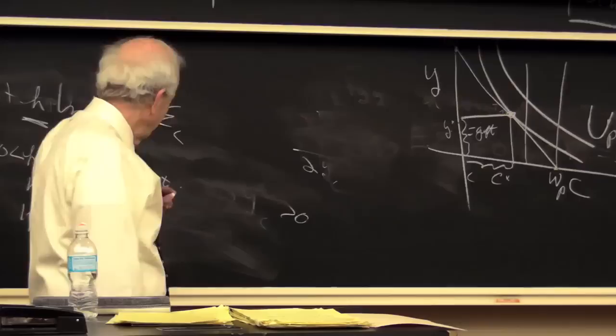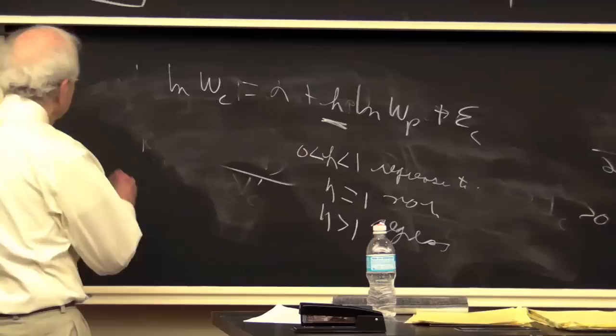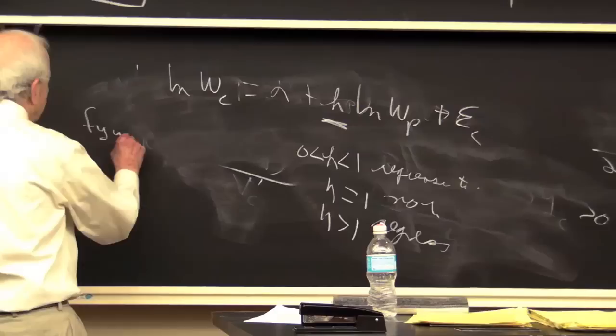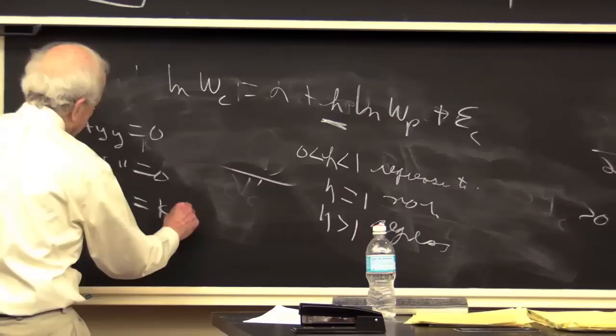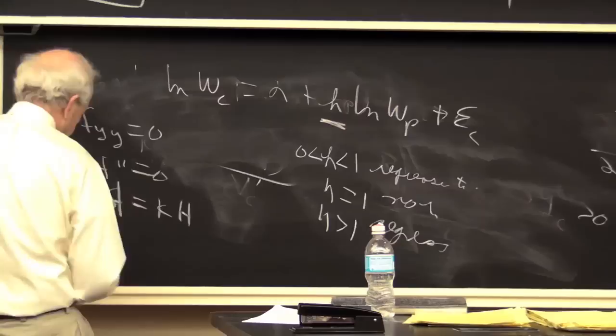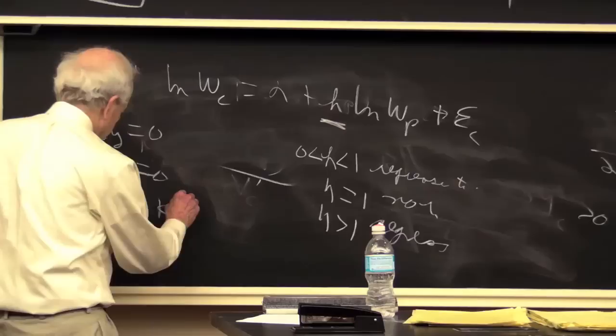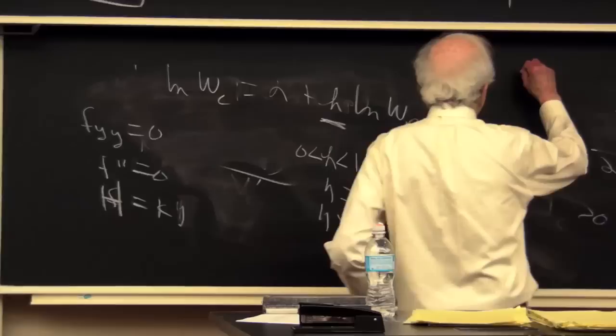And I said it's not a consequence. Let's assume that F_YY is equal to zero. F double prime is equal to zero. So F is equal to K, H... no, H, I'm sorry, H. Yeah, that's true. But H, K, Y. What's the marginal rate of return in a family? Remember we showed the marginal rate of return is determined by r, F_Y, r.